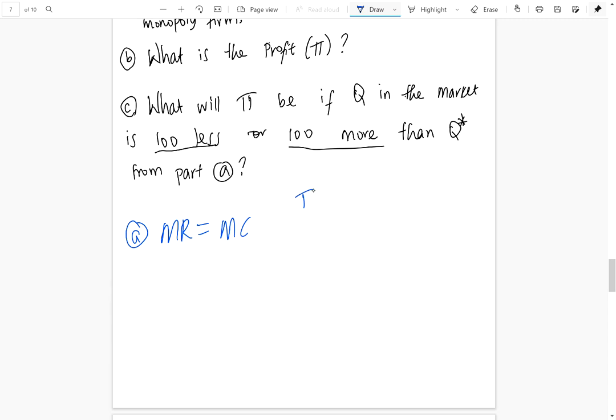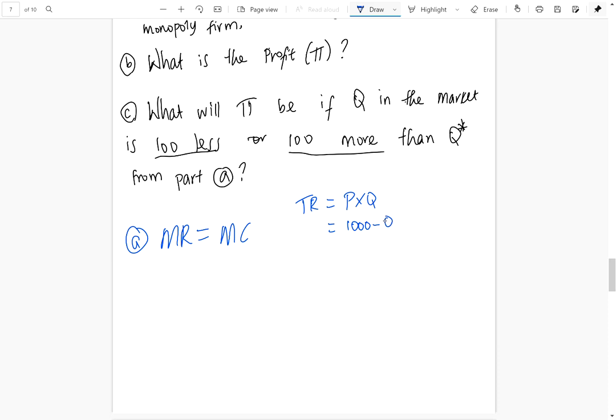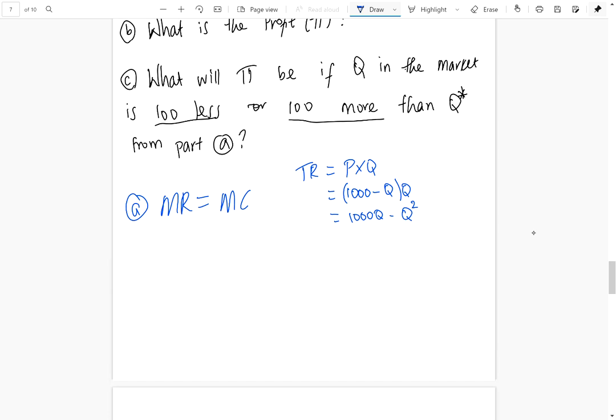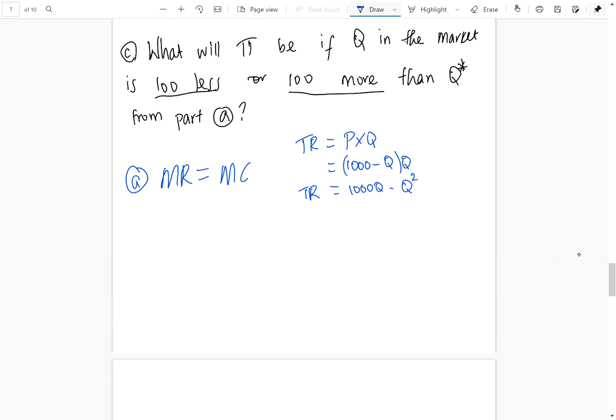Let's find MR. If total revenue is equal to price times quantity, and price is 1,000 minus Q, and then quantity is just Q, this would be 1,000Q minus Q squared. I'll try to go through this step by step, which might make this video a little longer, but I do think that it's worth it. Feel free to go faster when you're watching it, at the speed of 2x.